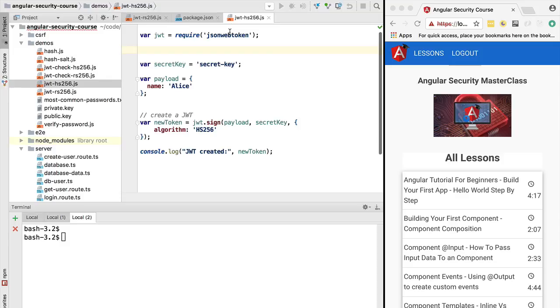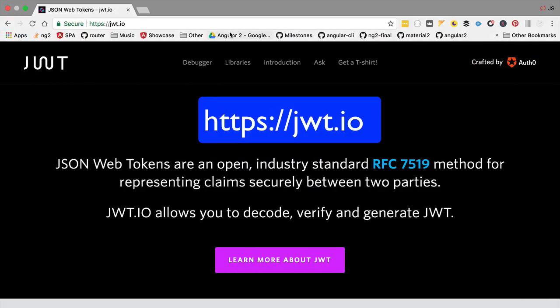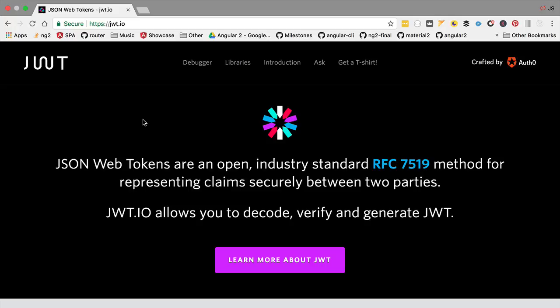In this lesson we are going to learn what is a JSON Web Token and what are the three parts that together make a JSON Web Token. We are also going to learn about Base64 encoding. Let's quickly head over to jwt.io, that is the URL, and let's quickly talk about JSON Web Tokens.